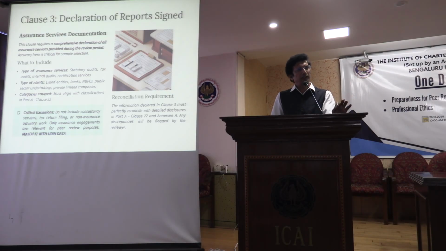Then again I told you, Part A, that's Clause 22, which has the details of what you need to keep, because that is a critical aspect of your entire Form A. As I was telling, the assurance services given will be the source for the sample selection.